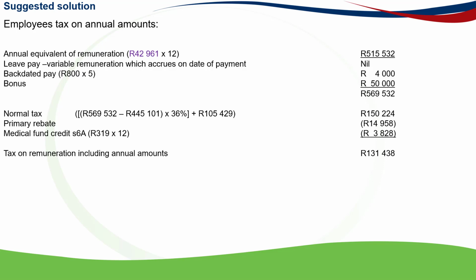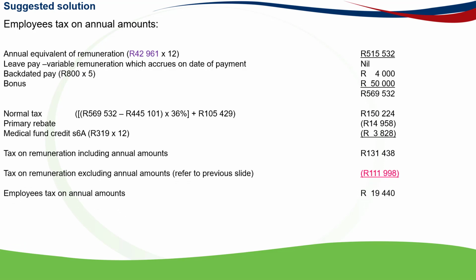In order to determine the employee's tax on the annual or variable amounts, we will take the difference between the tax on the remuneration excluding annual amounts, and the tax on remuneration including annual amounts, which results in 19,440. So that 19,440 is the employee's tax on the annual amount only, right?